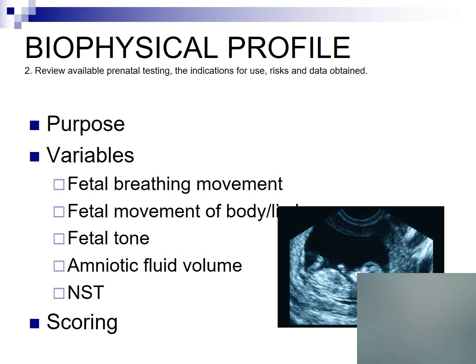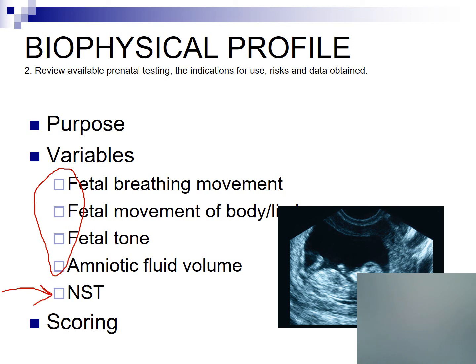The 5 variables that are considered in a biophysical profile are, as you can see here, fetal breathing movement, fetal movement of body and limbs, fetal tone, amniotic fluid volume, and an NST. The first 4 variables are all obtained via an ultrasound. So these are not tests that are performed by the nurse. These are tests that are performed by the sonographer. The NST is performed by the nurse.